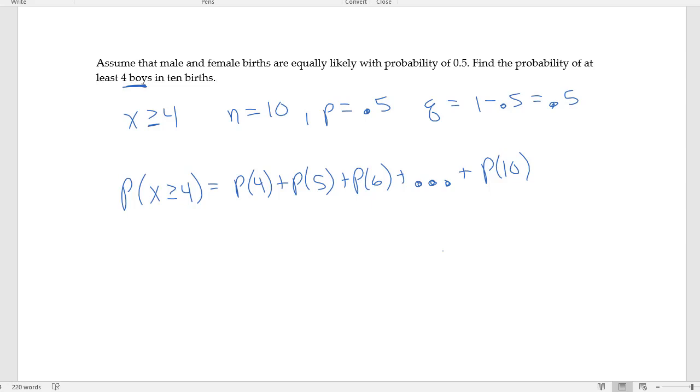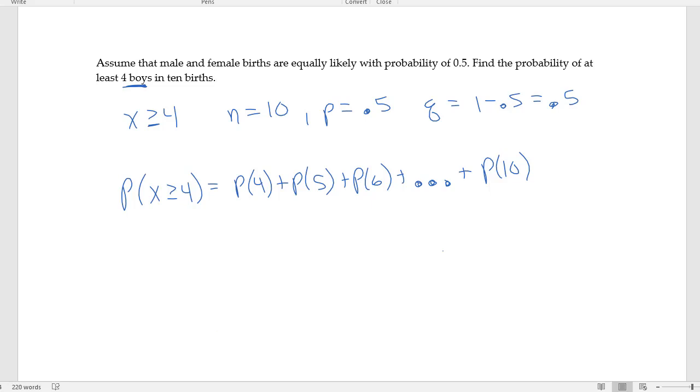Now remember, with the TI calculator and Excel, the way that works is it always goes from 0 up to the number. So when we look at that prior problem we just did, we were finding at most 5 successes, so it starts at 0 and goes up to 5. And there's no way to change the programming in Excel or TI. It is always going to start from 0 and go up.